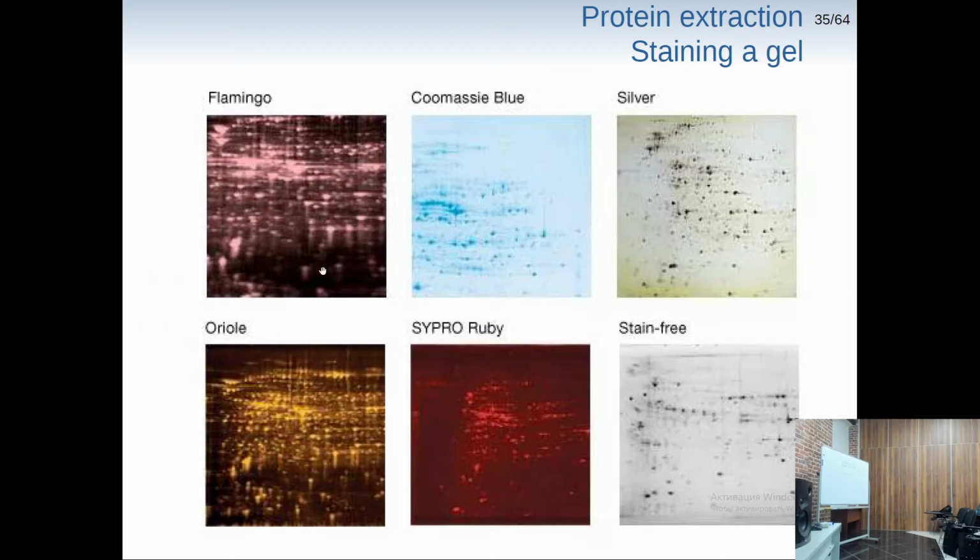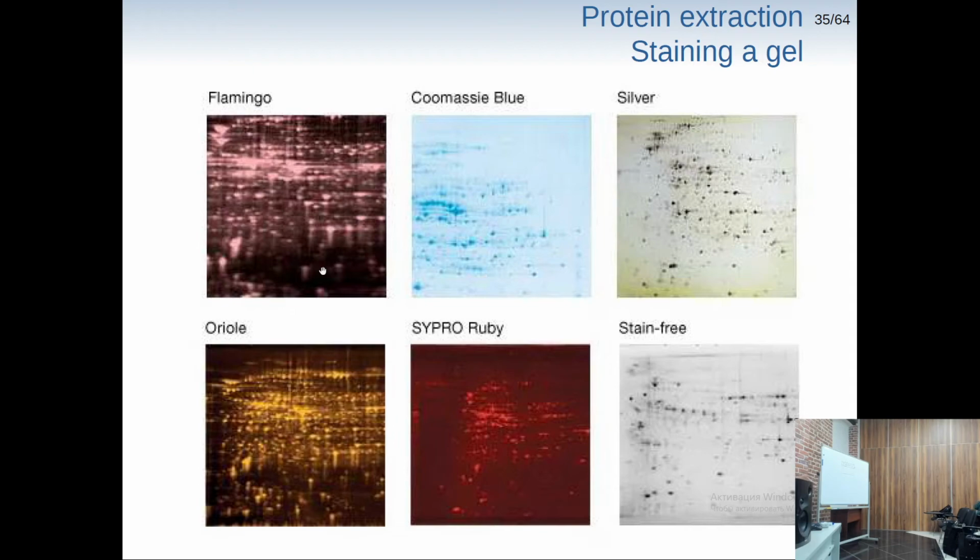Actually, there are a lot of different dyes. I won't be getting into it. The only one that I want to talk about is this silver dye. Because sometimes you strive to see a really small quantity of protein, like you can't see it even with fluorescent dye.